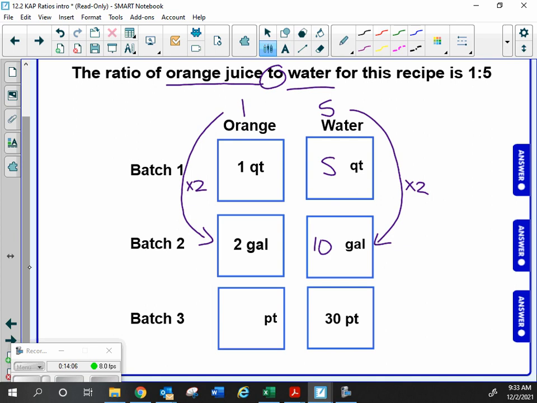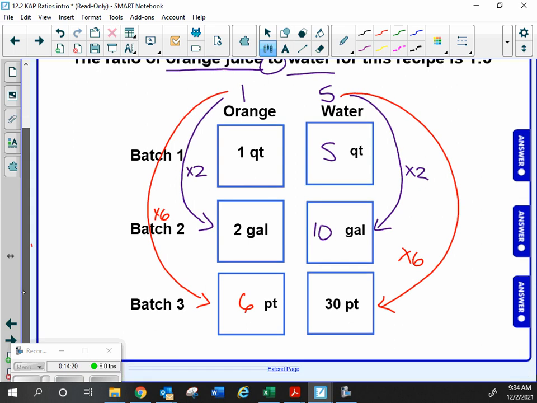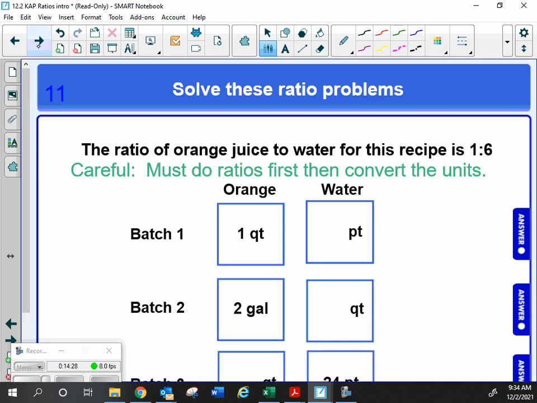Okay, I'm going to do it in a different color. If I'm going 5 to 30, that would be times 6. And so do that same thing. 6. Are we good with that? Okay. Again, it's just pointing out things that make sense and that we know. And since we are so comfortable with proportion, this isn't that bad. Again, you're welcome.